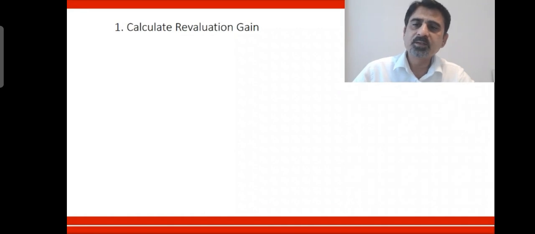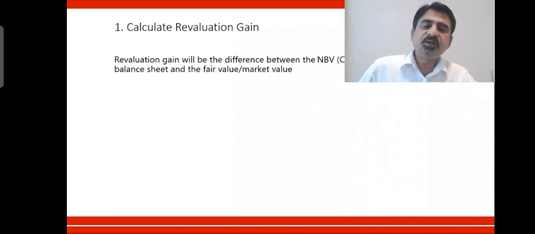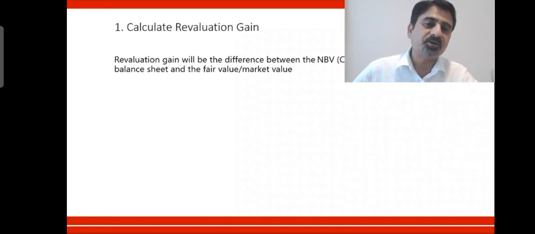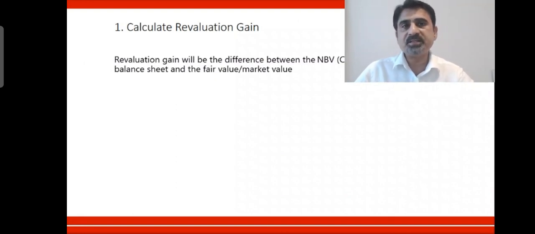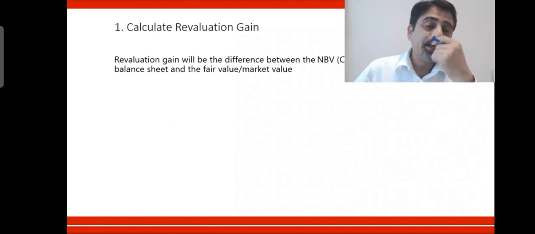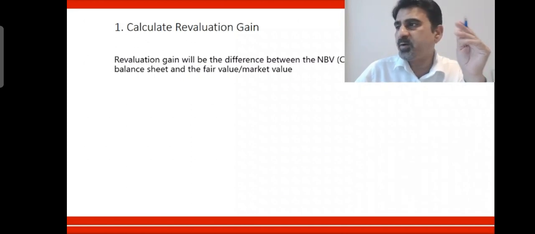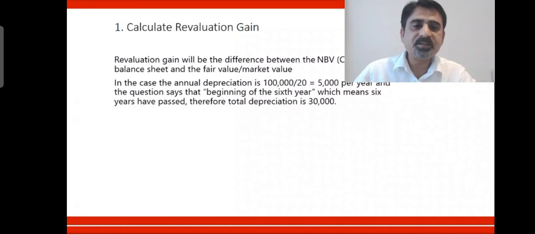Number 1 is calculate the revaluation gain. So revaluation gain will be the difference between the net book value on the balance sheet and the fair value or the market value. If you remember, the asset was 100,000 and the annual depreciation was 5,000, and it said that at the beginning of the 7th year, which means that 6 years have passed. So you need to calculate 6 years depreciation. So 6-year depreciation was 6 times 5,000, 30,000.